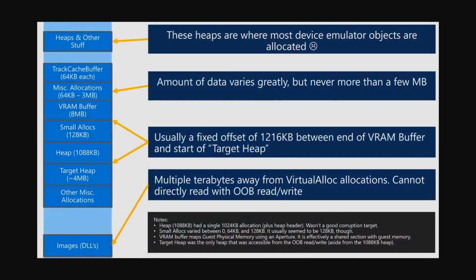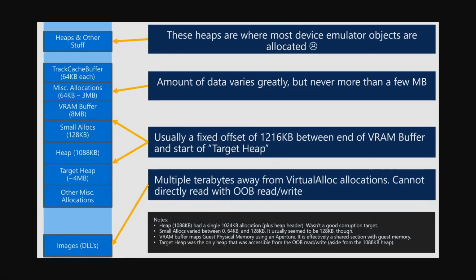So I ended up doing the same initial process of using VMMap to create this memory layout generalization. And a lot of it was the same. There were a couple important things though. One important thing is that most of the heaps in the VM worker process are allocated at a lower virtual address than the track cache buffer. And that means I cannot read or write them.